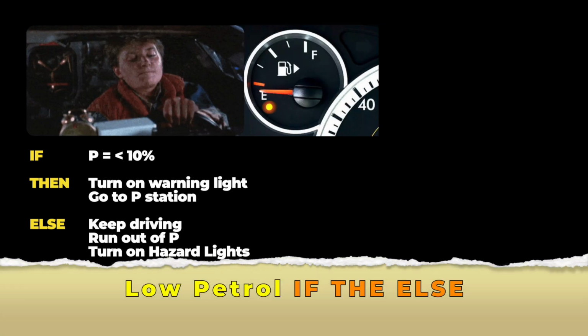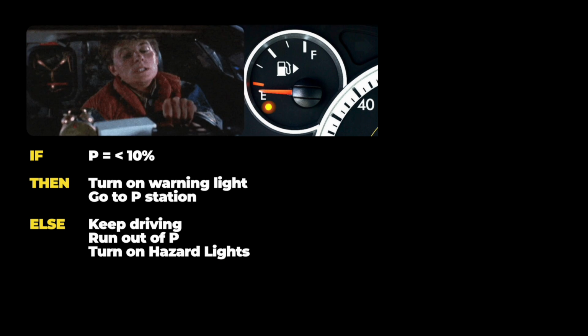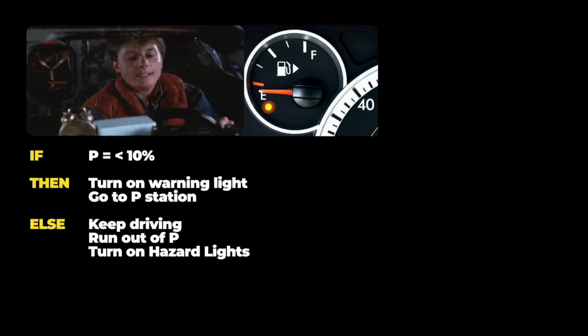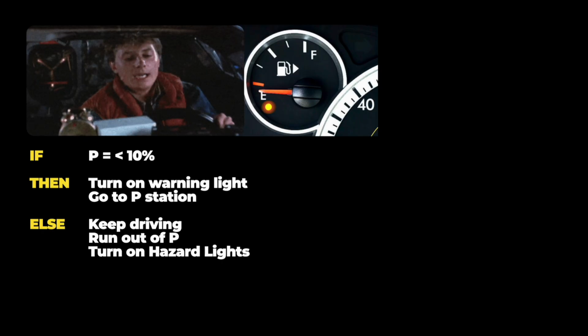Here's one more example, and this one's on Petrol. You might be familiar with the movie, Back to the Future. If P for petrol is less than 10%, then a warning light might come on and we might need to go to the petrol station.